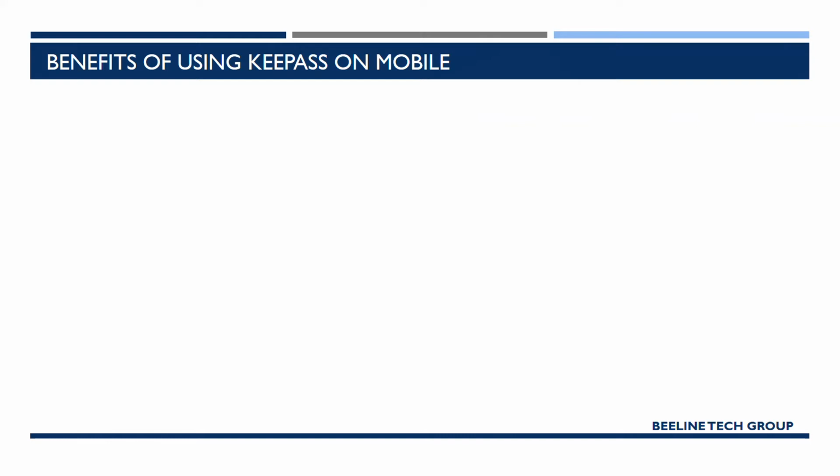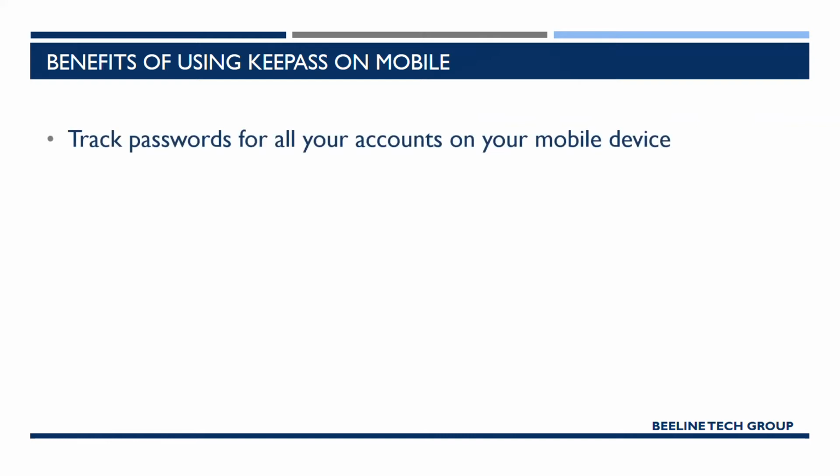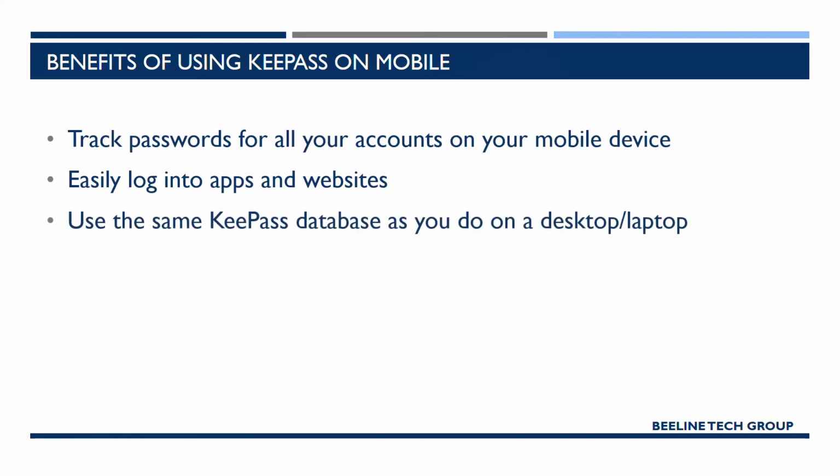So let's look at the benefits of using Keepass on a mobile device. Having Keepass on your mobile device will allow you to track passwords for all your accounts and use that on whatever mobile device you have. You'll be able to easily log into apps and websites when you're using your phones, your tablets, whatever it might be that you're using. And as I mentioned with Dropbox, you're able to use the same Keepass database as you would on a desktop and a laptop. So you don't have to try and manage separate files. You don't have to go and add new accounts or usernames or passwords to different places. You'll be able to use one file, one database across all of your devices.